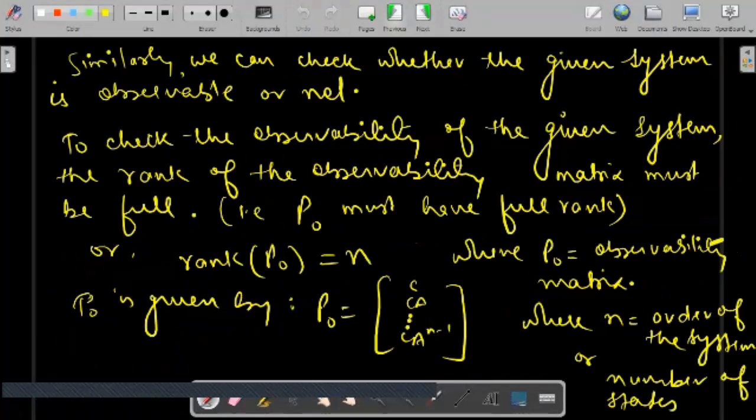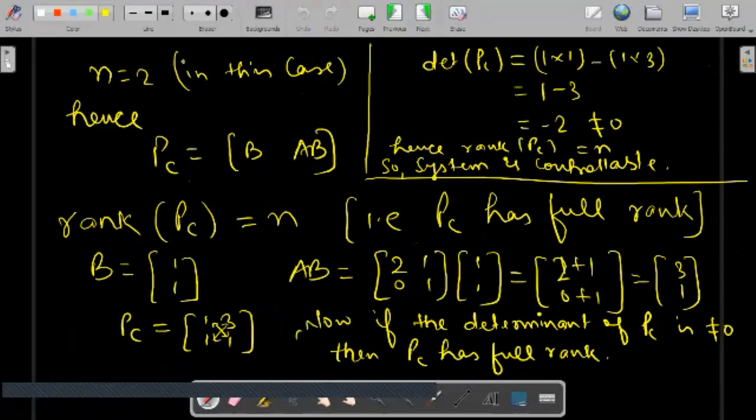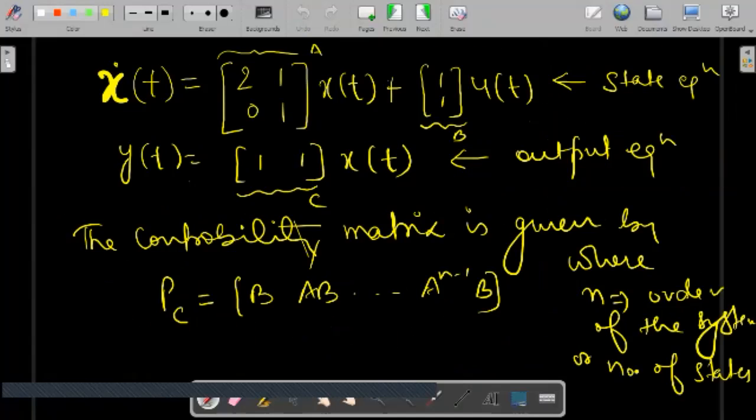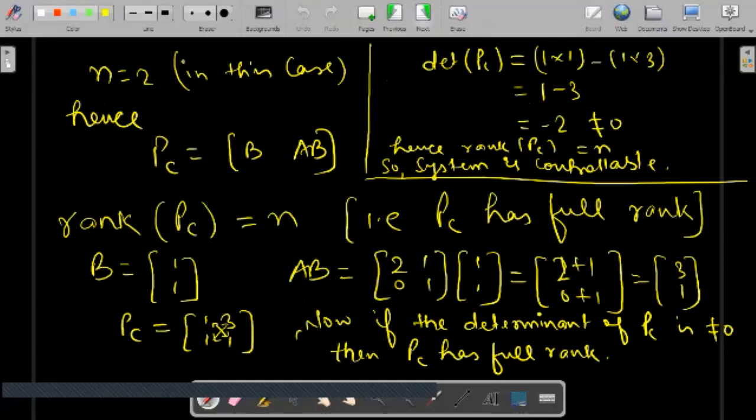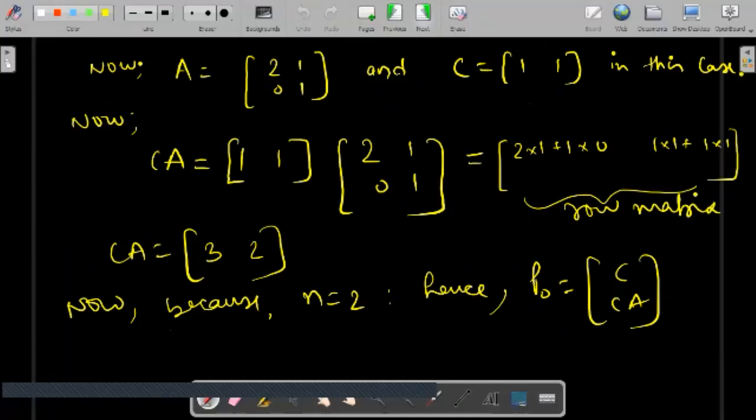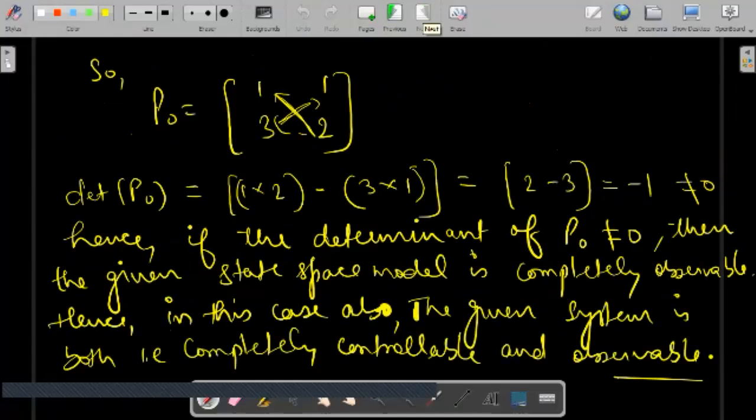Okay, we only have to check the determinant of the controllability matrix and the observability matrix. And if the determinant of the controllability matrix and observability matrix is non-zero, then we can say that the given system is completely controllable and observable. So this is it for this video.